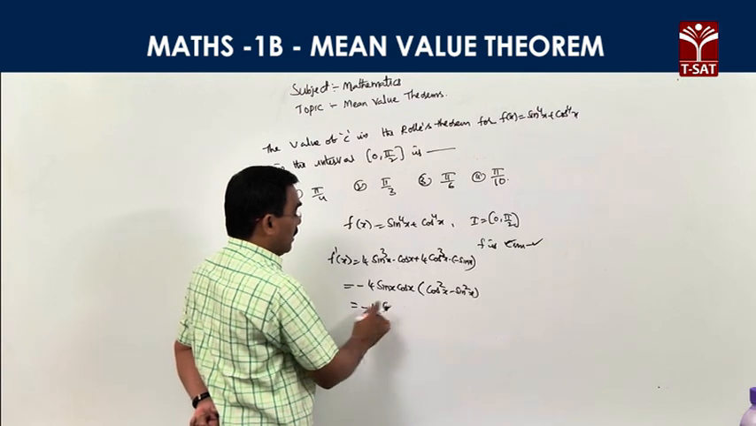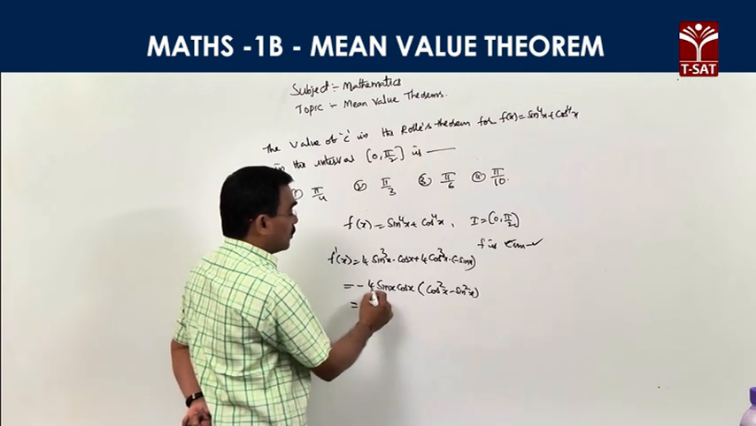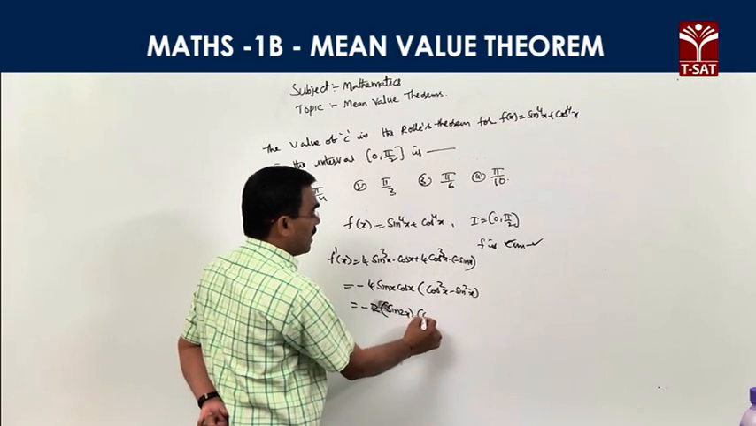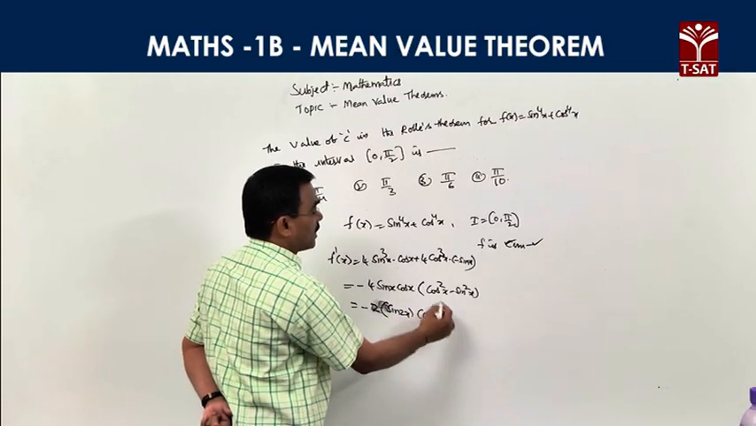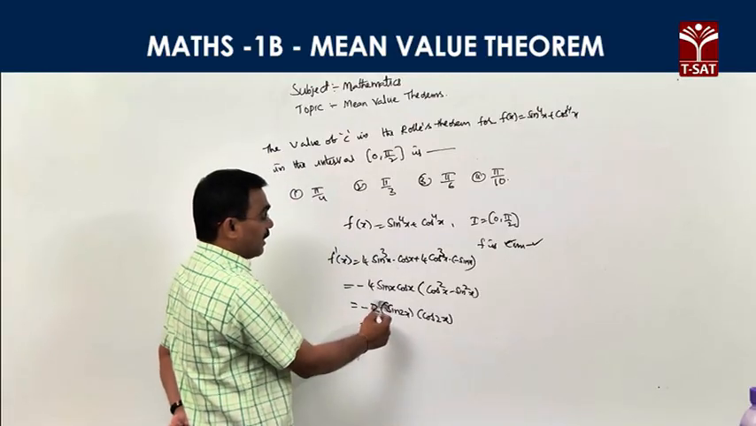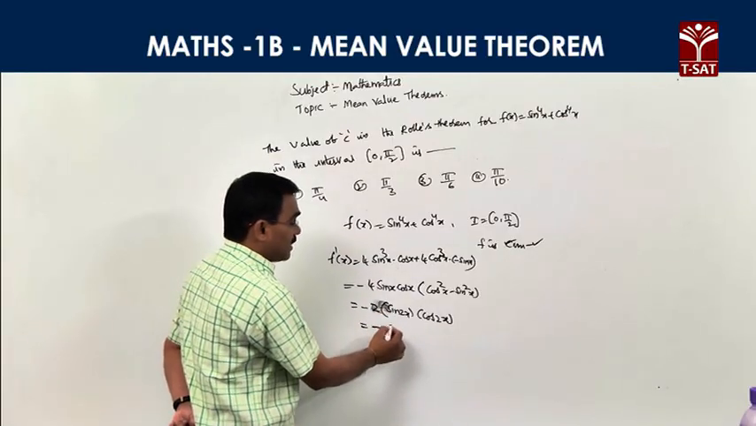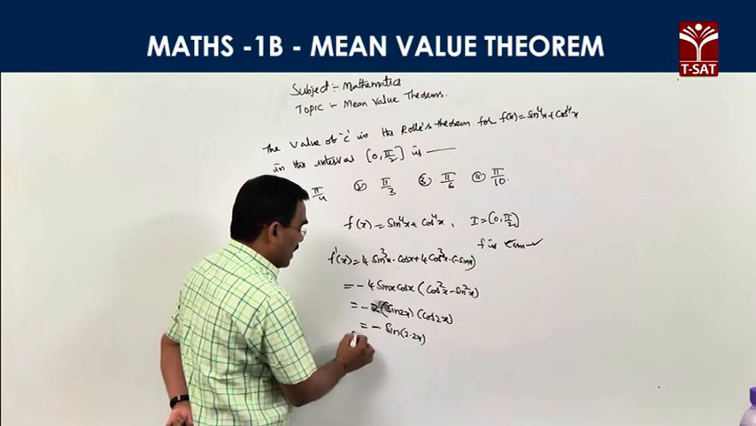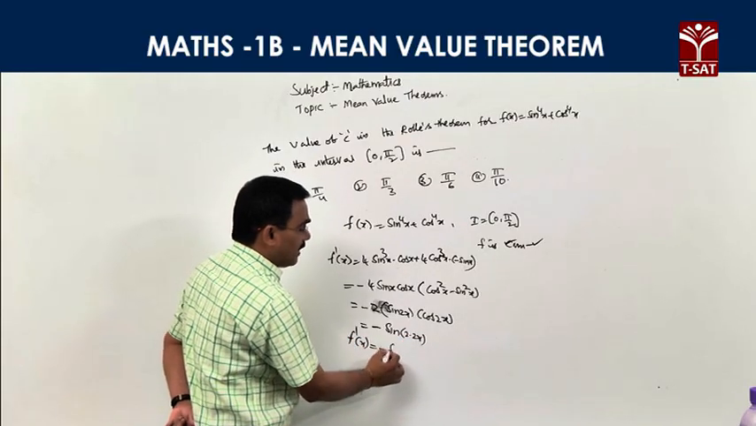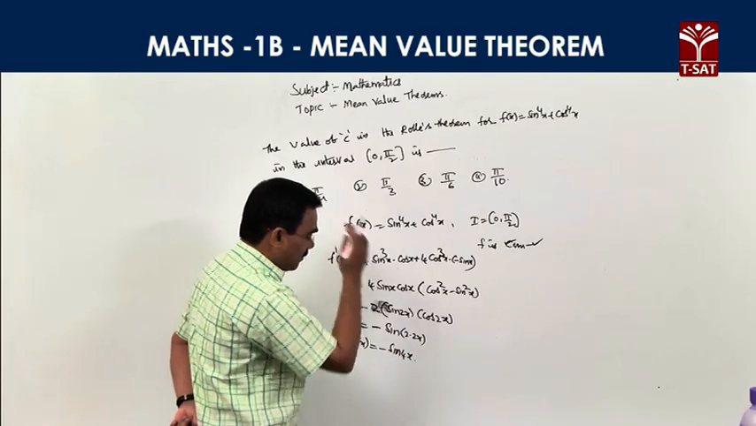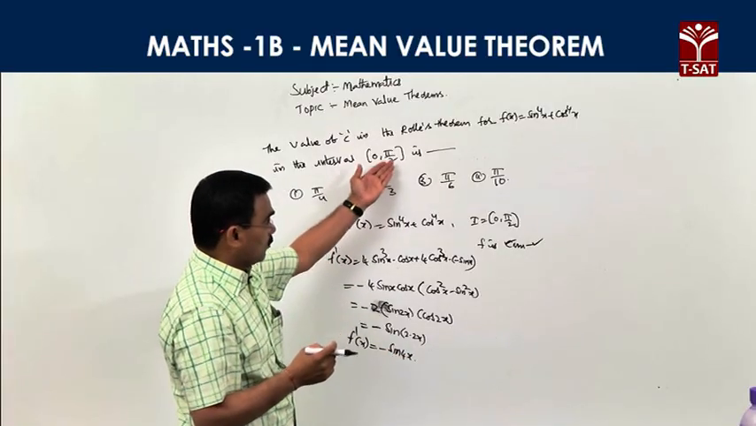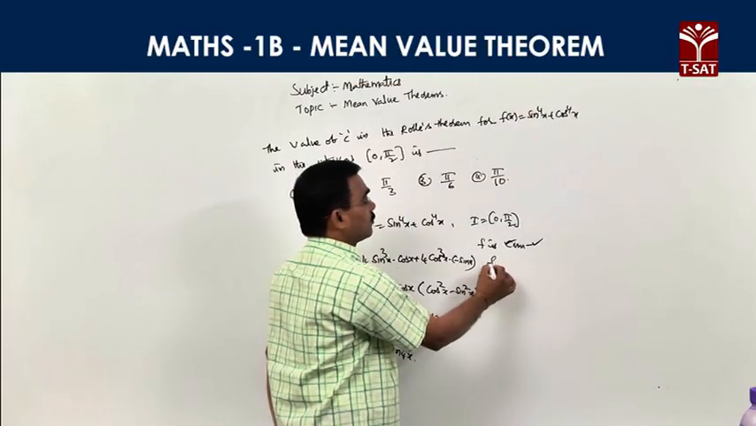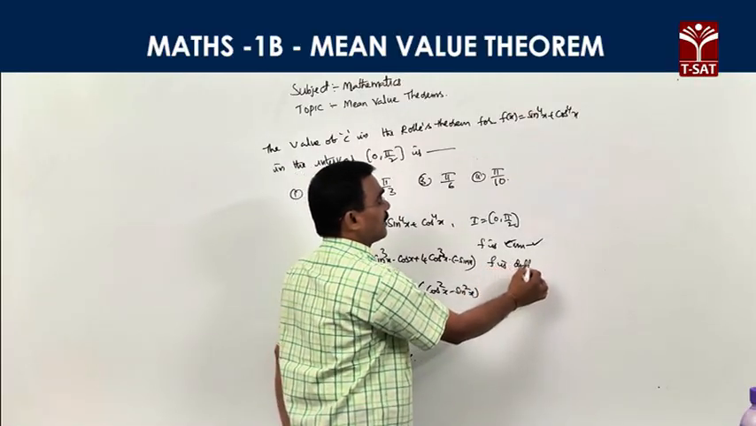Minus 4 into 2 sin x cos x is nothing but sin 2x. This value, cos 2x, can be taken as cos square x minus sin square x. 2 sin A cos B is sin 2AB, so sin 2 into 2x. That value is f dash x equal to minus sin 4x. So in the interval 0 to pi by 2, all of these are finite values. That's why f is also a differentiable function.